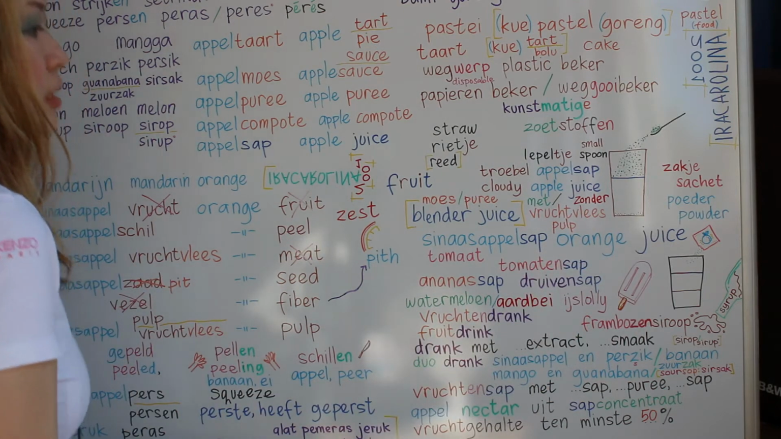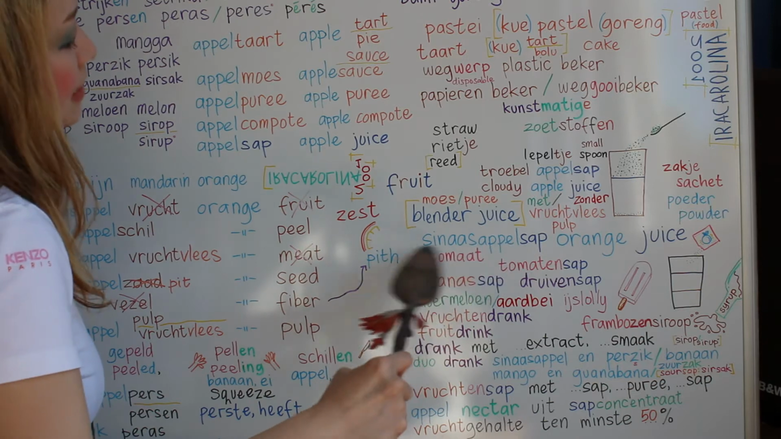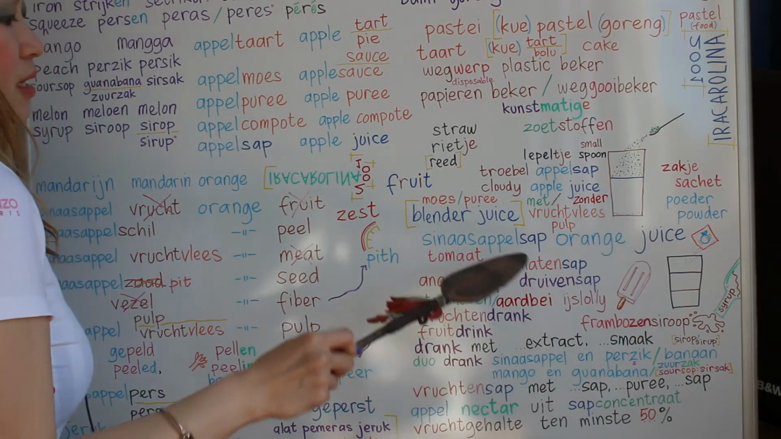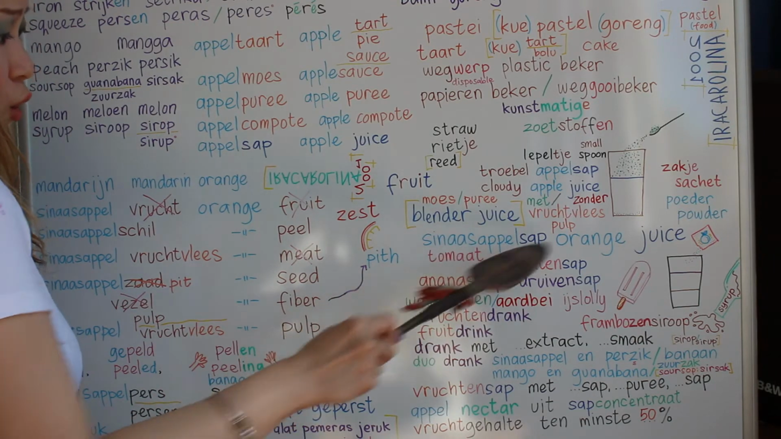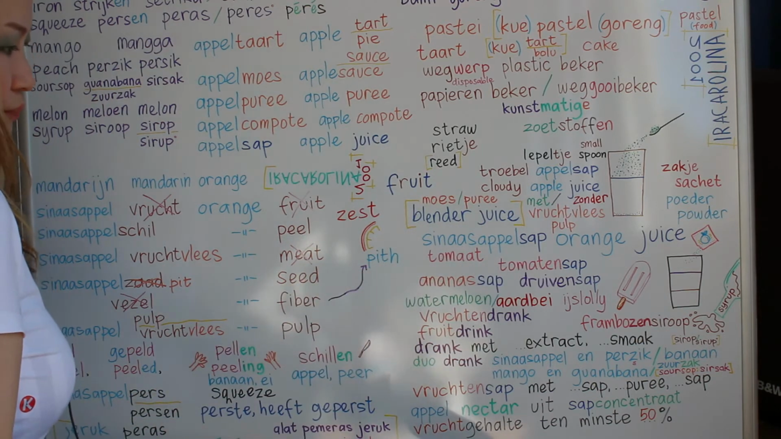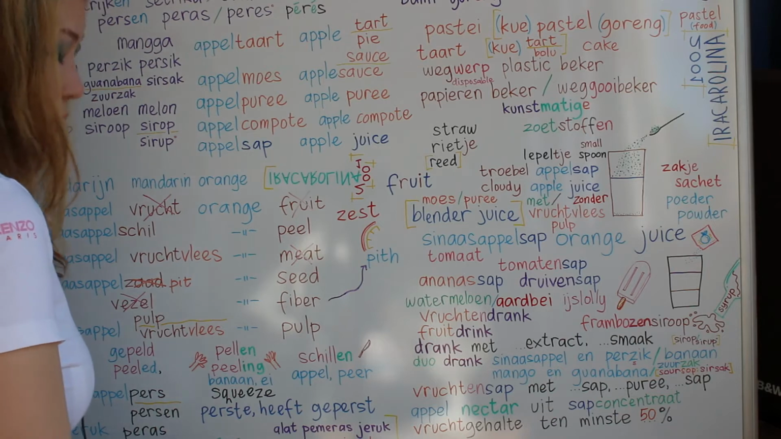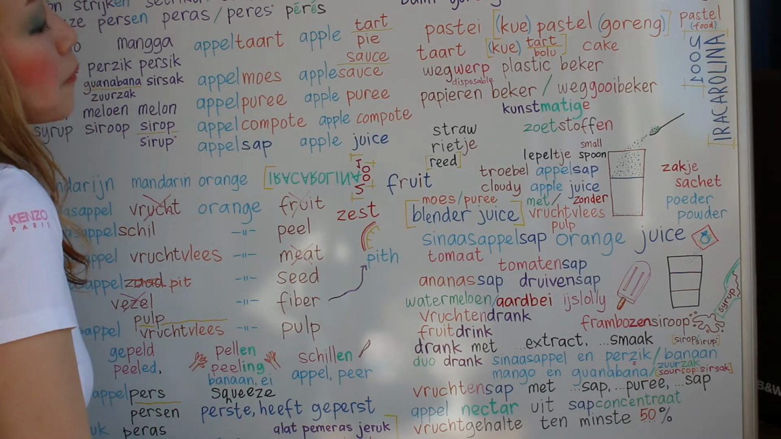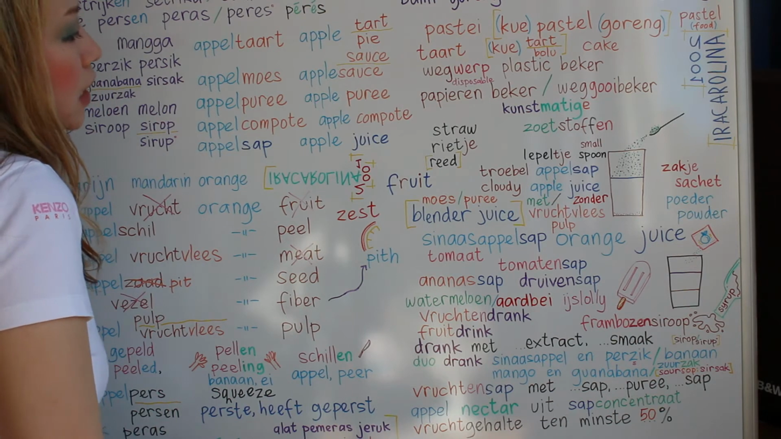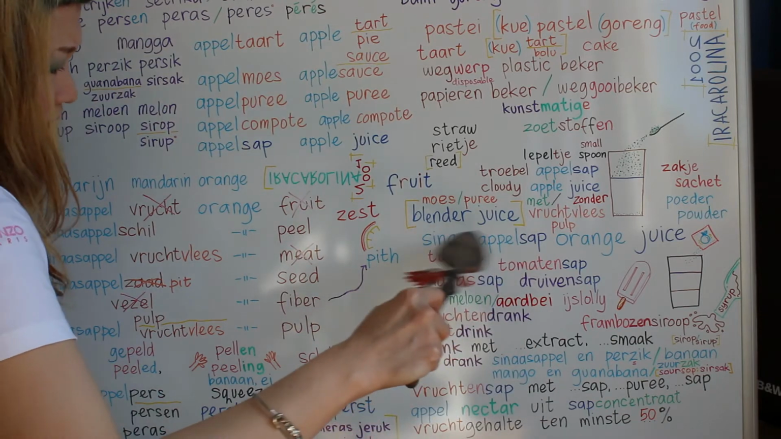Orange juice in Dutch is sinaasappelsap. Juice is sap. Orange is sinaasappel. Sinaas is China, so it's apple from China. Sinaasappel, sap, orange juice, but in Dutch you put it in one word.